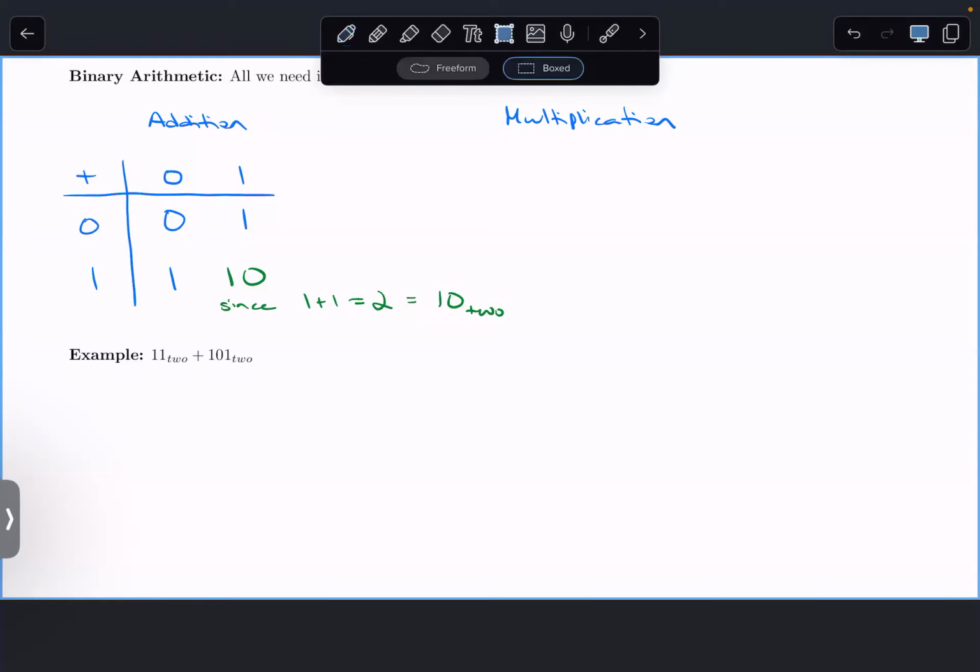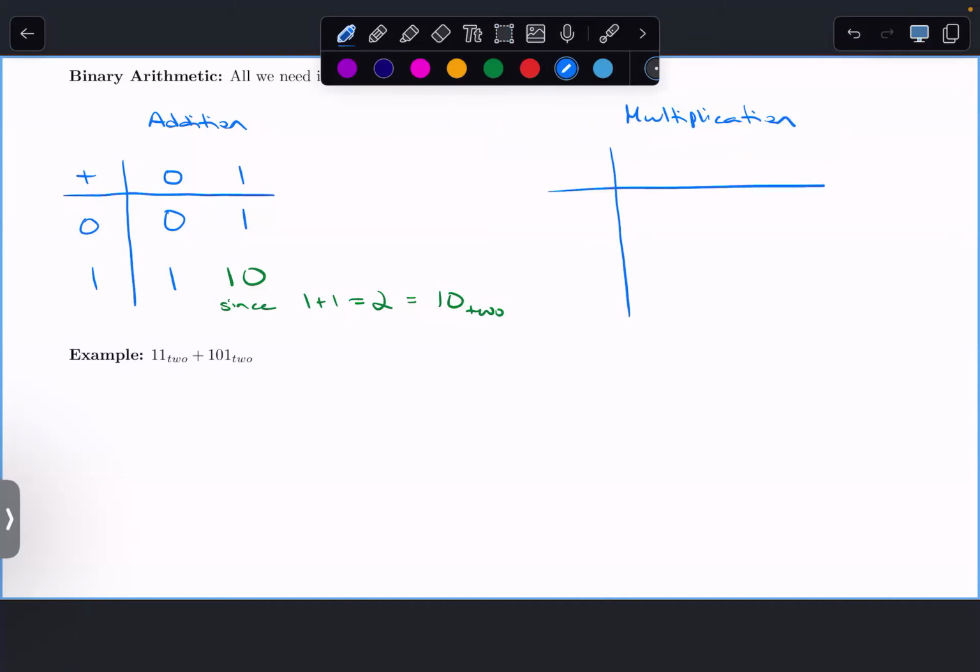We'll make a similar matrix for multiplication. 0, 1, 0, 1. But multiplication is nice because there's really no curveballs here, right? 0 times 0 is still 0. 0 times 1 is 0. 1 times 0 is 0. 1 times 1 is 1. Not a ton of options there.